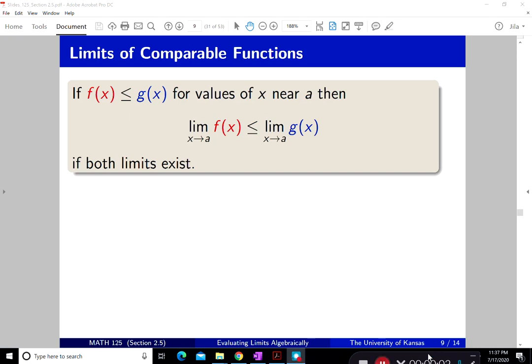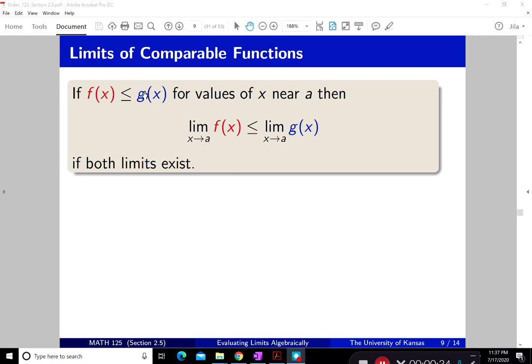We're in section 2.5, and so far we've covered substitution, direct substitution, simplification, and conjugation as methods of finding limits. Now in this part we're trying to find limits using the squeeze theorem. These are some of the prerequisites we need to explain the squeeze theorem.